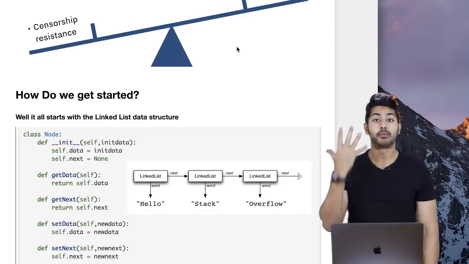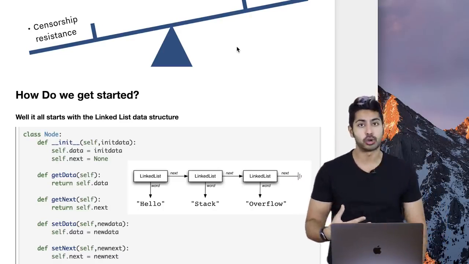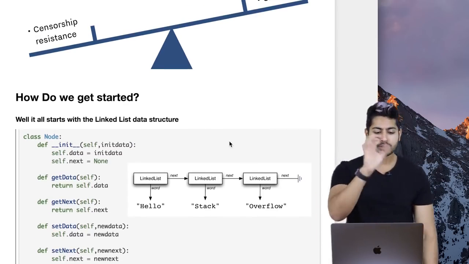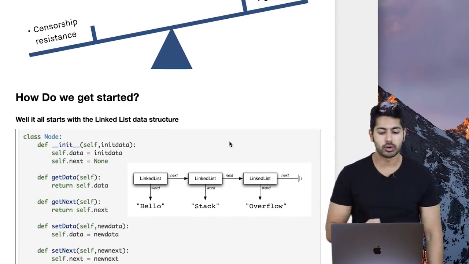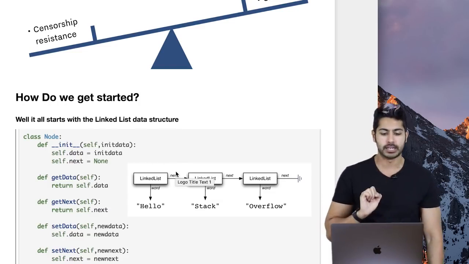Let's say you have a phrase like "hello Stack Overflow" and you want to store that in some kind of data structure. Let's say a linked list. This is how it would look. Okay, so we'd say let's create a class. It's called class node. And this represents a single node, like this little box inside of a linked list.